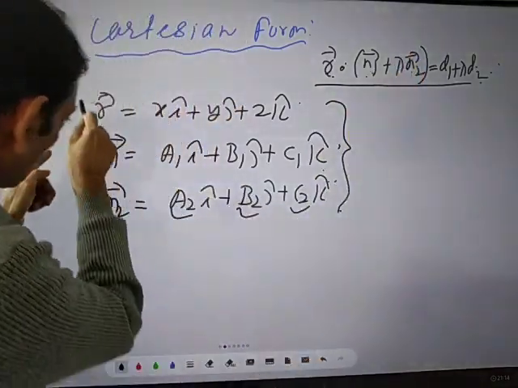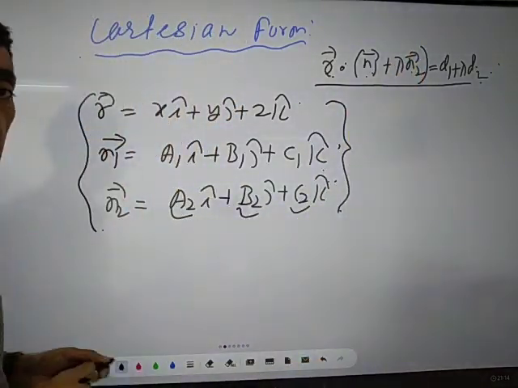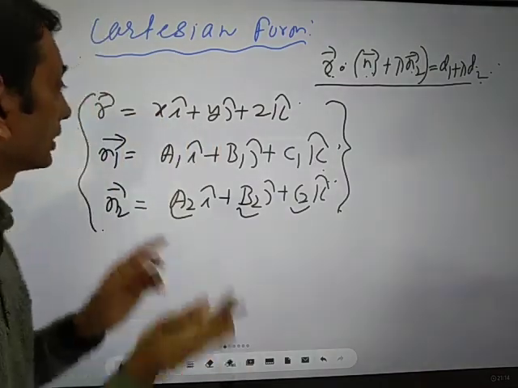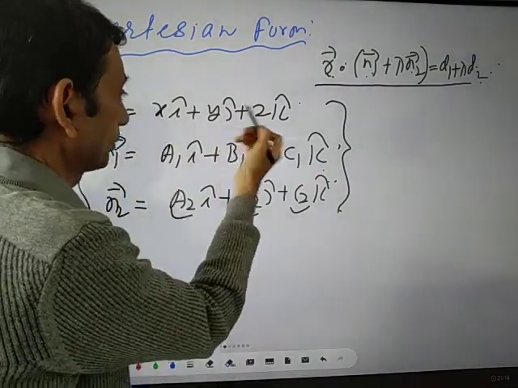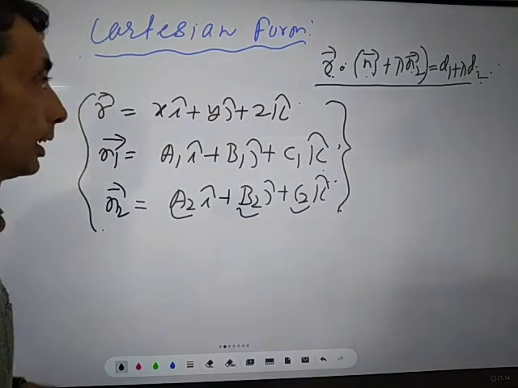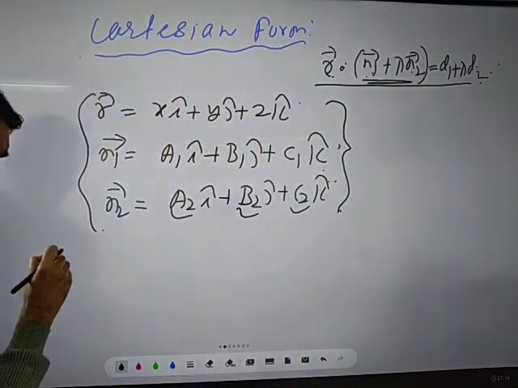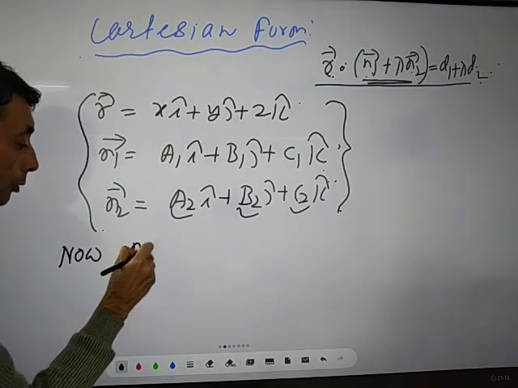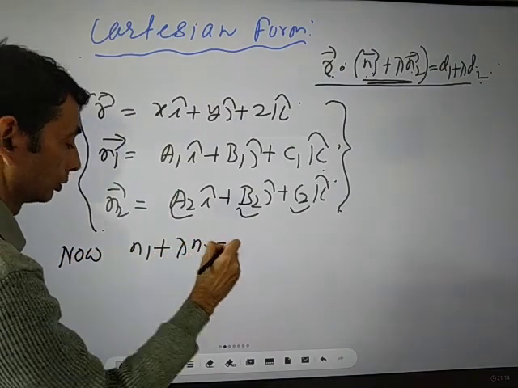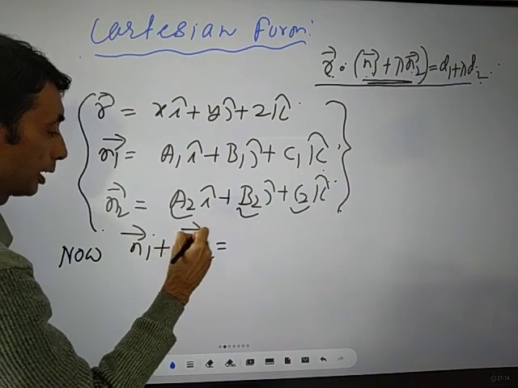So you have written all the values, that is r. So this is the position vector of an arbitrary point and generally r we write in the form of xi, yj, zk. Now first we'll add this n1 plus lambda n2. Now n1 plus lambda n2, okay, n1 plus lambda n2.